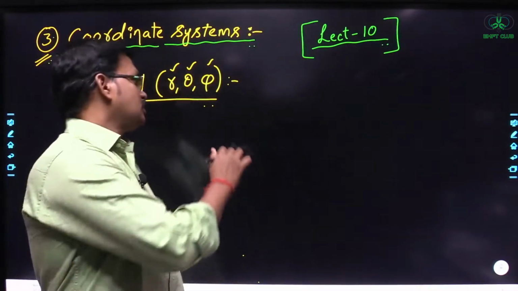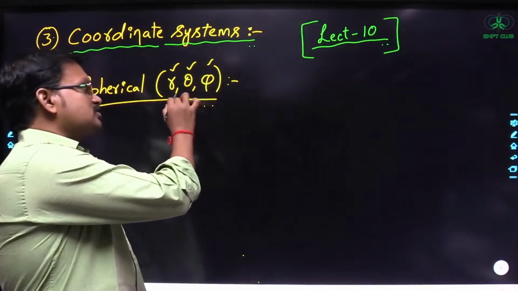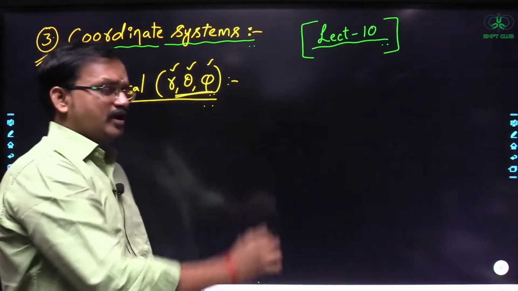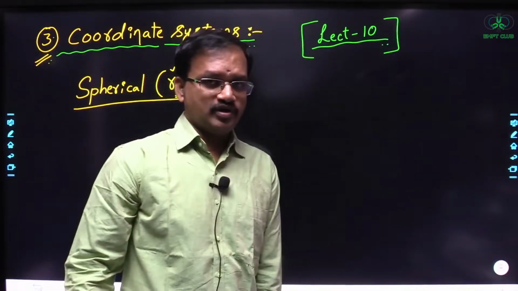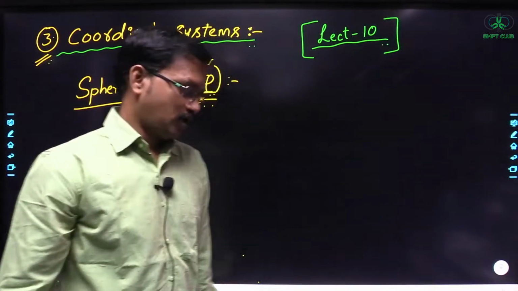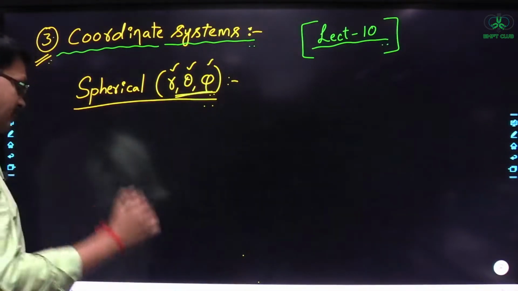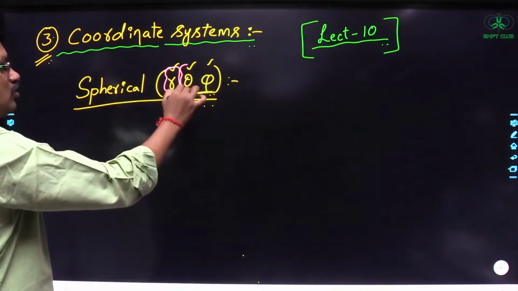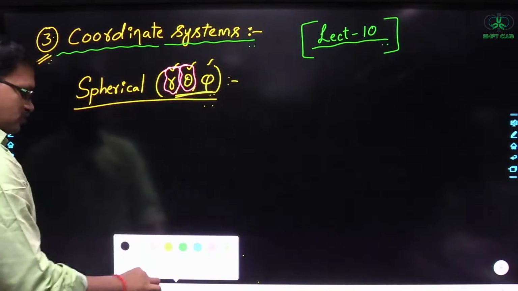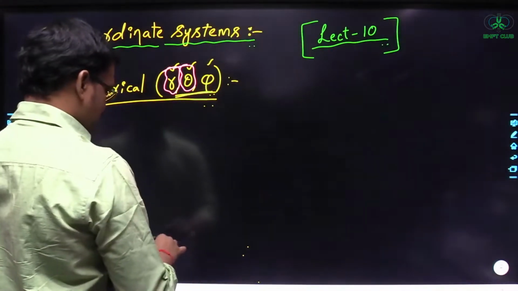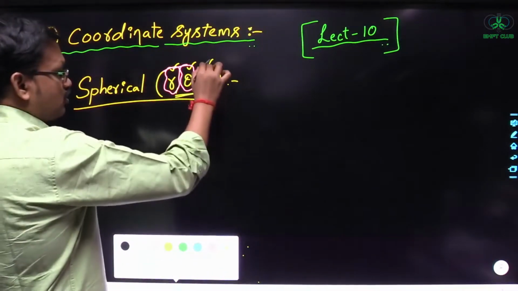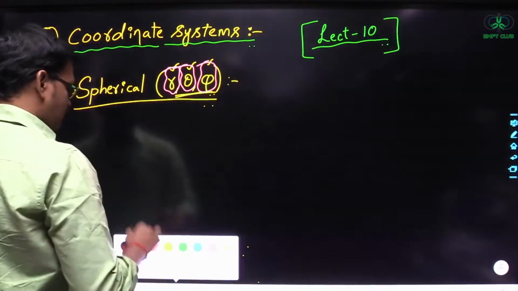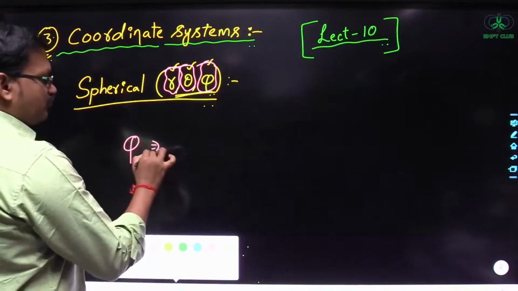So you need these 3 coordinates in order to represent any point on the surface of the sphere. All these things we have seen. We have studied in detail about r, and we have studied in detail about theta. So in this lecture we have to study about phi.